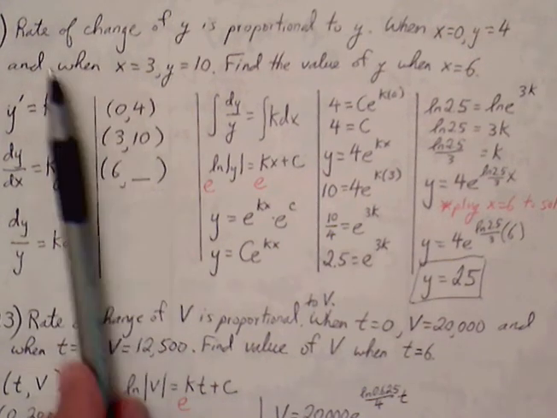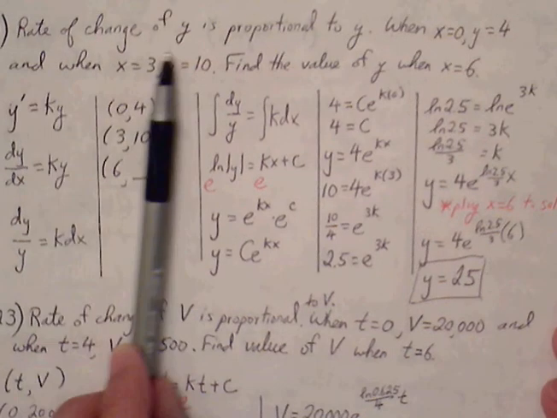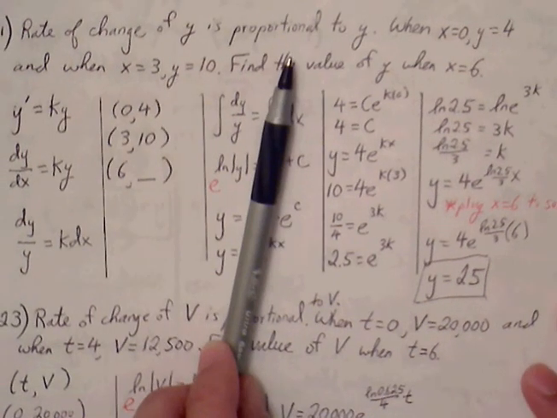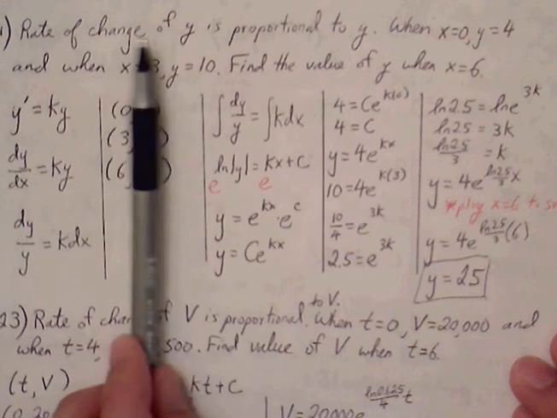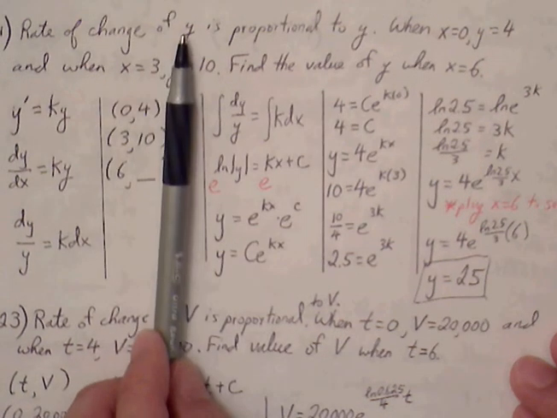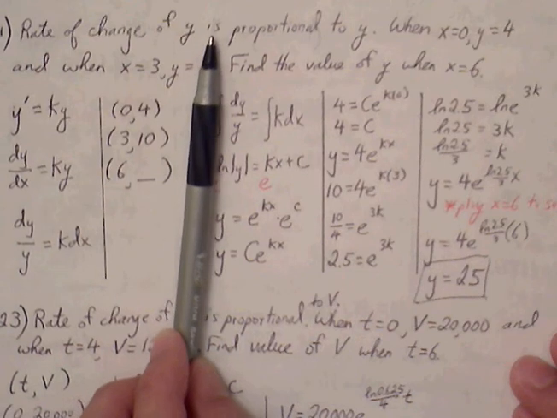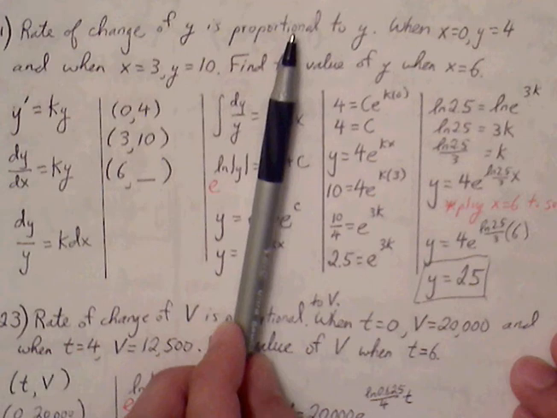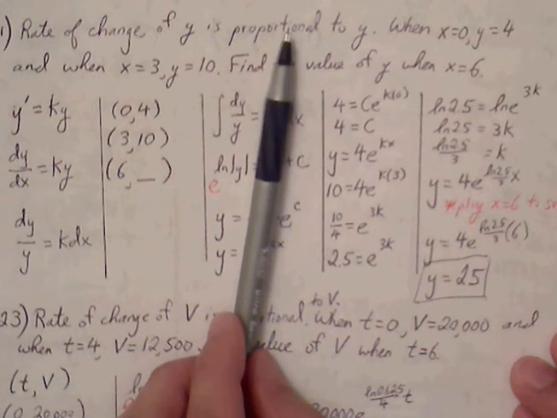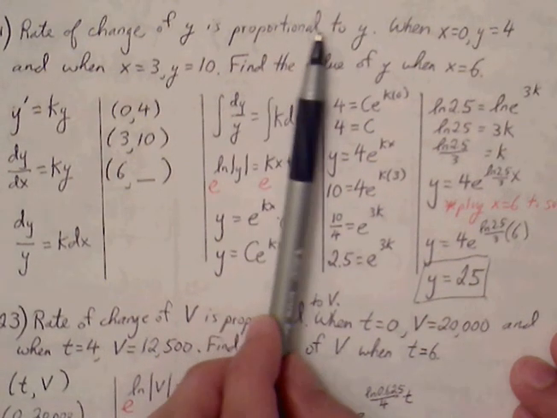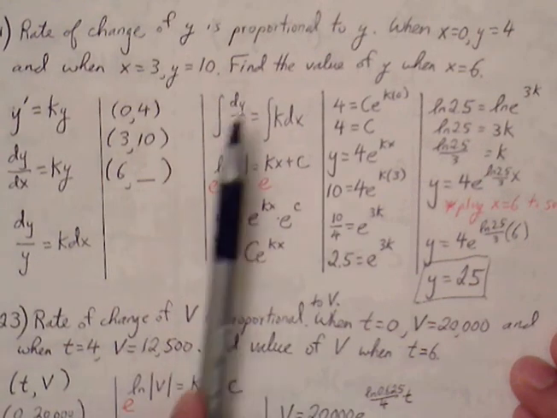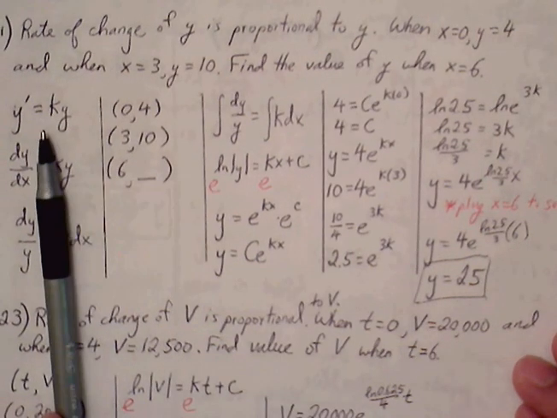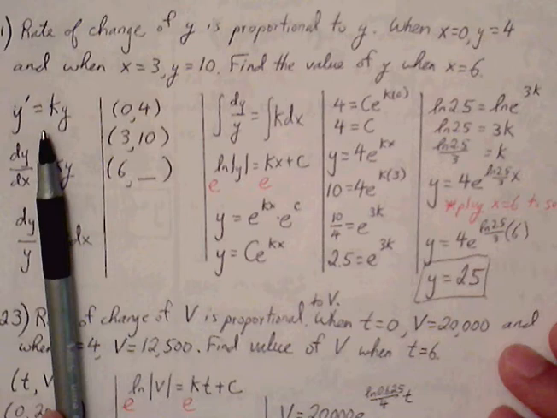So first, we need to be able to read the sentence and create our differential equation. Rate of change of y, so this is talking about y prime. So y prime is equal to, when we see the word "is," we can say equal to, proportional to y. So this is going to be in the form of k times y. So that's our differential equation. y prime is equal to k times y.